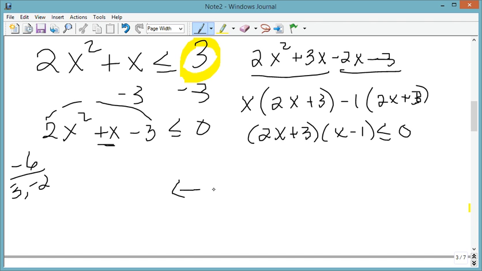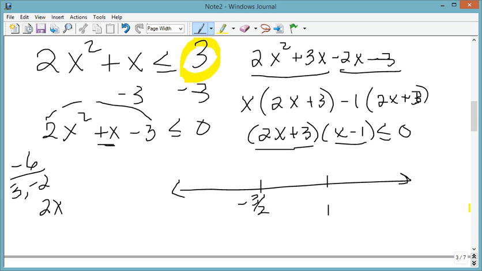So now we go ahead and we look at our number line. Well, this is equal to 0 at negative 3/2. And this is equal to 0 at 1. So if you didn't see that without the work, then go off to the side somewhere and just set it equal to 0 and solve it. Okay, an easy problem to solve once you know what you're doing.